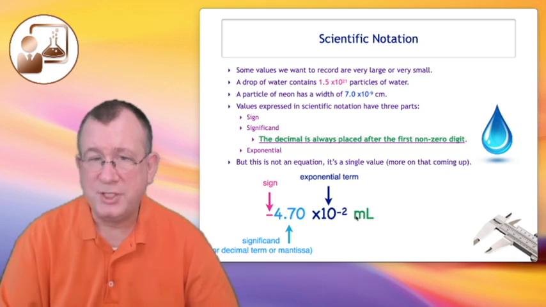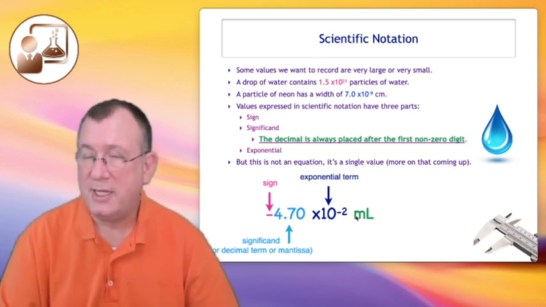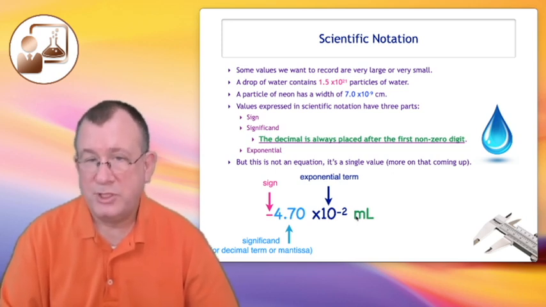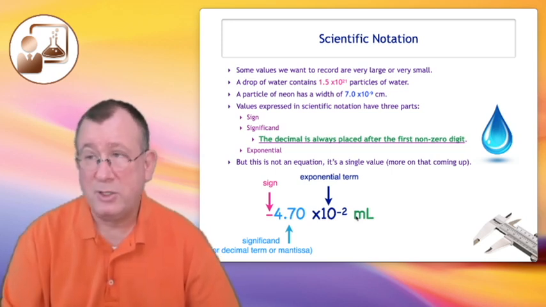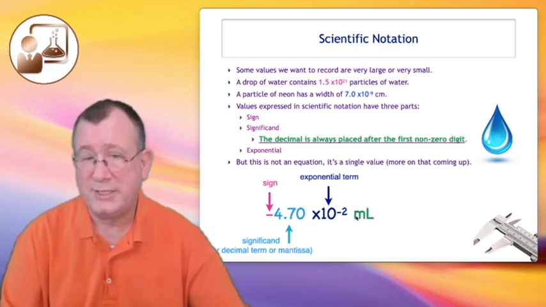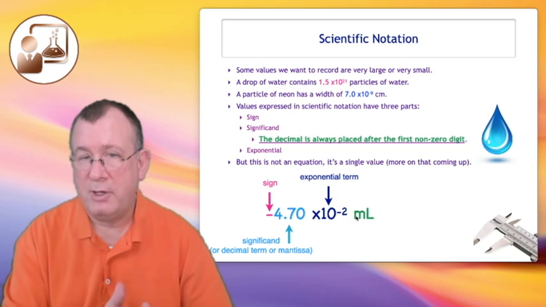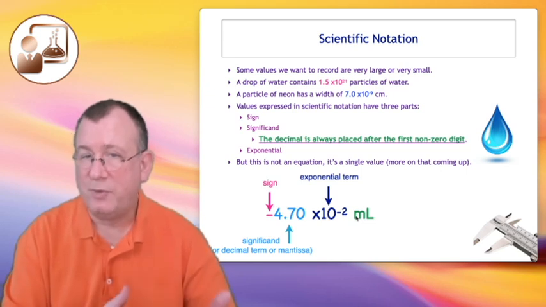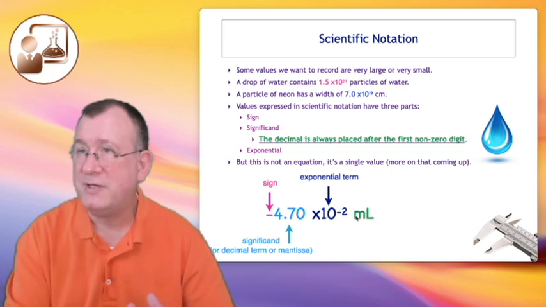Scientific notation has 3 parts. It has the sign, it has the significand, the thing in front of the exponential term, and then it has the exponential term. Those 3 pieces together represent a single number. Note, this is not a mathematical equation. I'm not saying 4.7 and then times 10 to the minus 2. This is a way of representing a single number, which is represented as 4.7 times 10 to the minus 2. That is a representation of a single number.